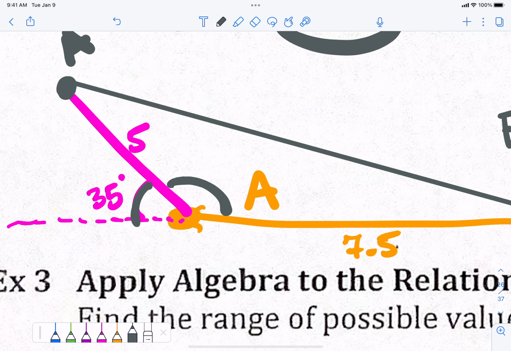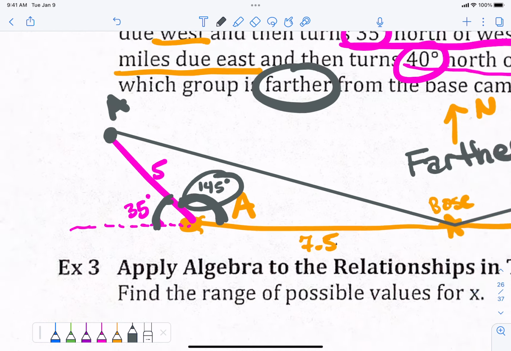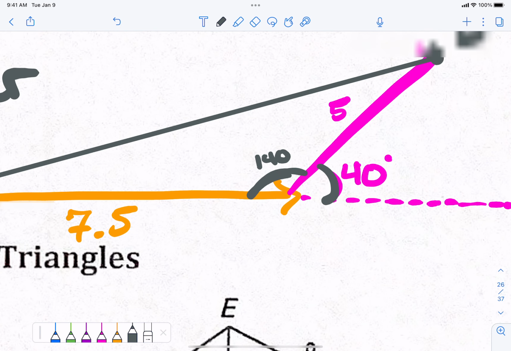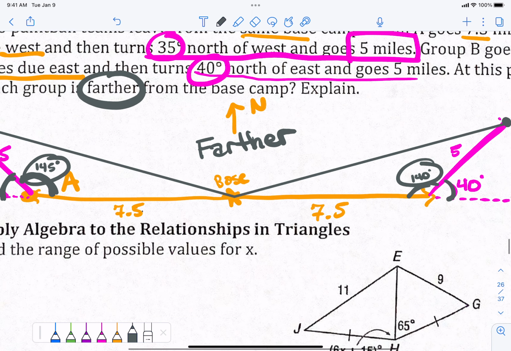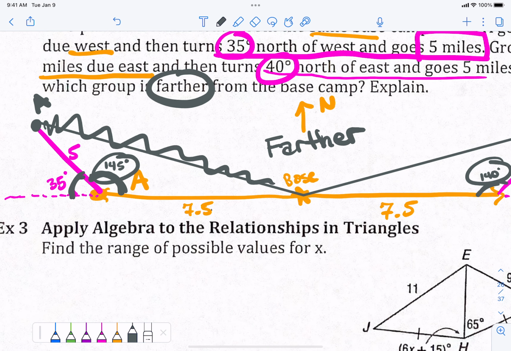So if this is 35, what's this angle right here? 145. This is 145 degrees. It's the hinge, that's how open it is. What is this angle if this one's 40? 140. So we don't want to compare 35 and 40. I want to compare 145 and 140. Now which one's farther? A. The farther one is A.